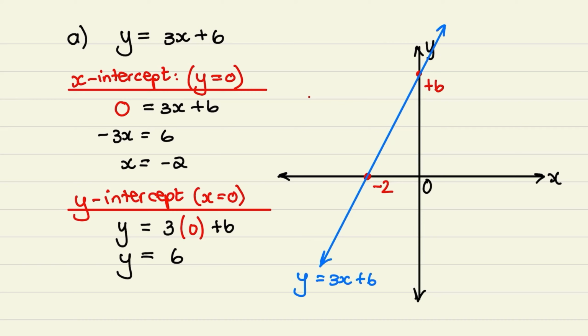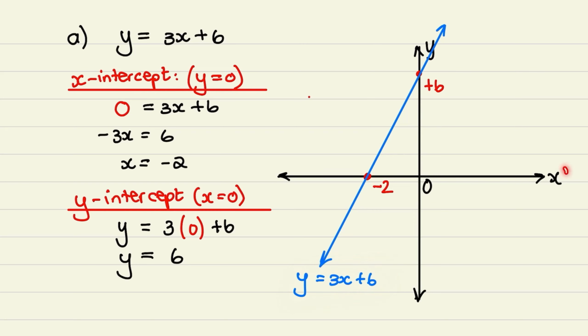Now it's good practice when we draw a function to end it off with arrows showing that the graph can continue indefinitely to the left and to the right. It's also important to show or name the graph. So this graph, this blue line, is representing y is equal to 3x plus 6.